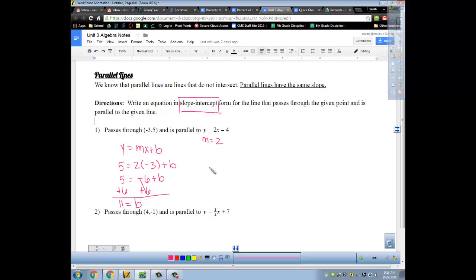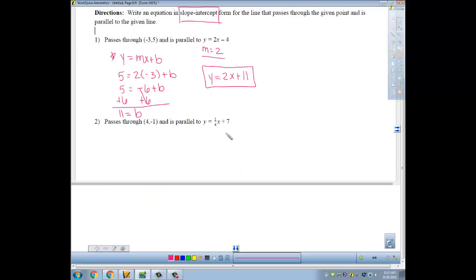So when I go to write my final equation, again, we're going to write it like this. So your slope was 2, so 2x, and your y-intercept was 11. So the equation for the line that's parallel to the given equation is y = 2x + 11. Okay, number 2, very similar.